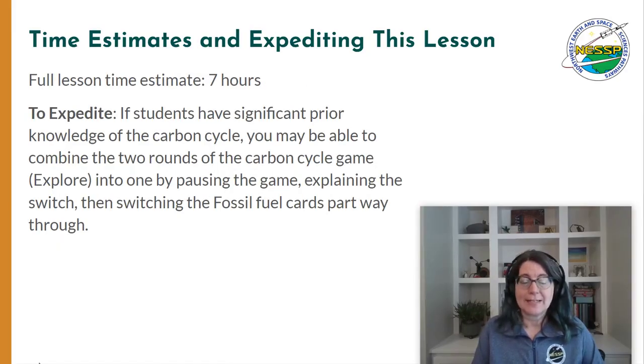Time estimates for this lesson. This lesson is a big one. It's going to be very difficult to expedite it unless your students have significant prior knowledge of the carbon cycle. If that's the case, you might be able to combine some of the carbon cycle game, instead of doing it twice, only do it once, or switch partway through. You'll check that out when you do the model, but really in this lesson, because there is so much foundational scientific knowledge, your ability to go faster will depend on how much prior knowledge your students have in this area. Otherwise, this is not the lesson to save time on.